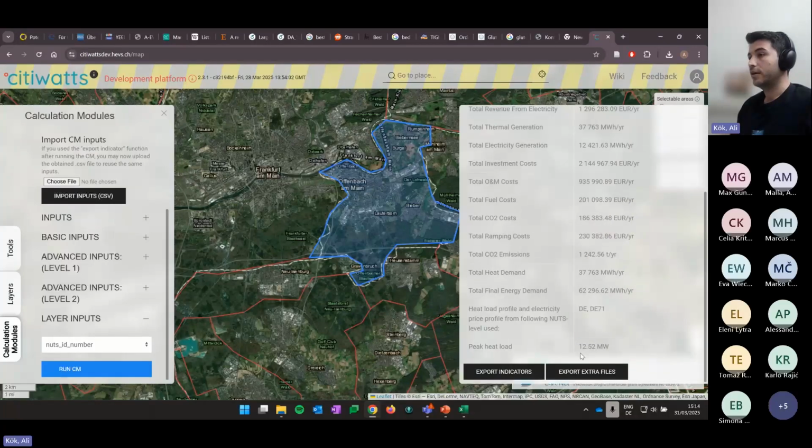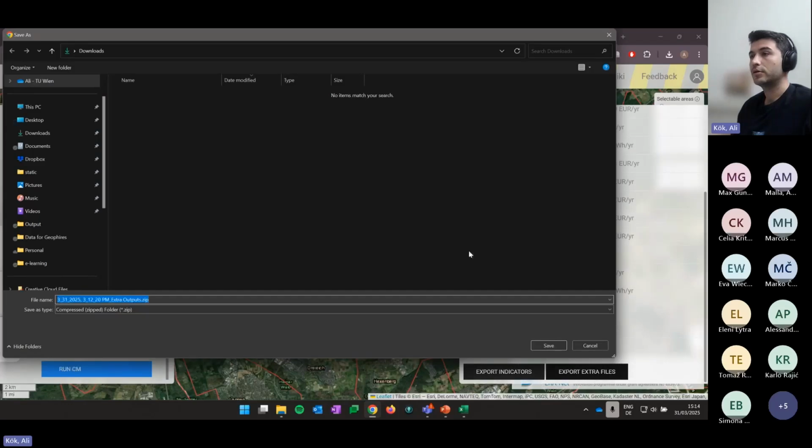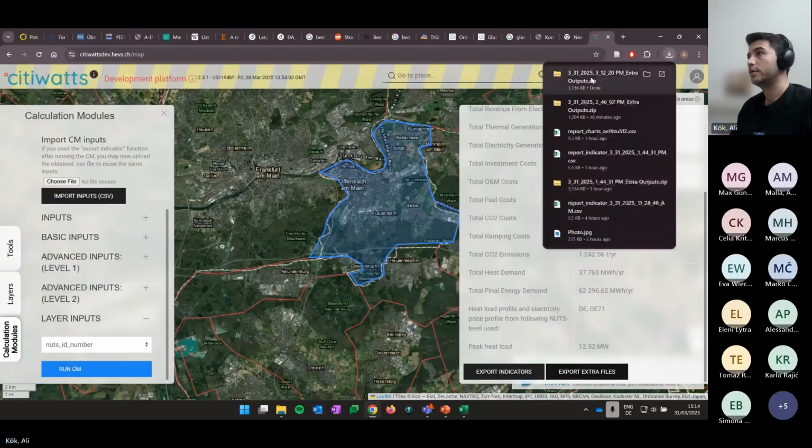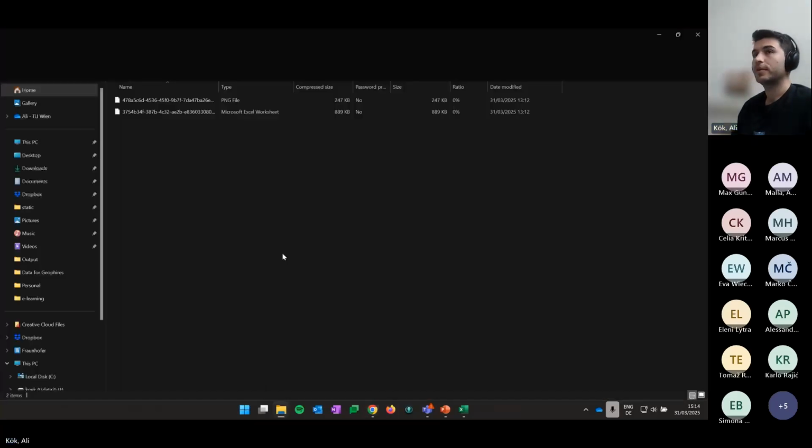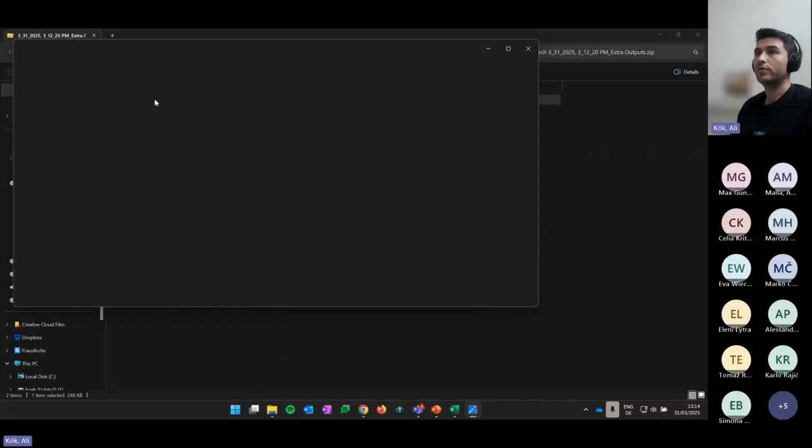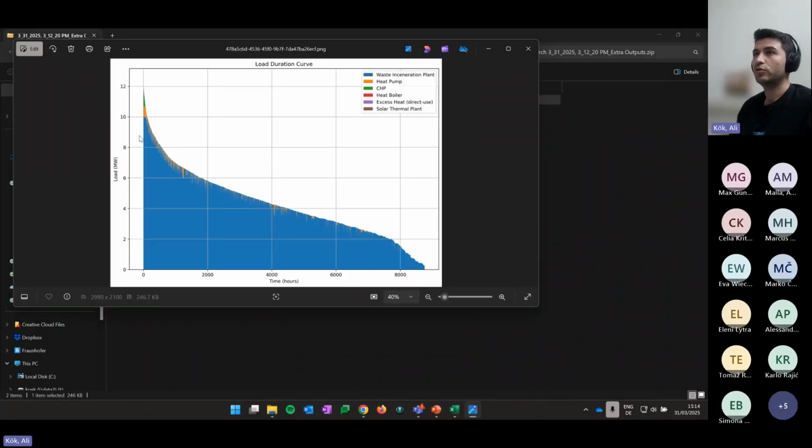And if I click on export extra files, so I save this file. So you get this zip file. And inside, as I mentioned before, you have one PNG file showing you the load duration curve. So in this specific case, since we already have a very big CHP plant, and from most of our results, I got just one result, which we have a very low district heating demand. So most of the demand is covered by the waste incineration, and then you have some heat pump, CHP, and then peak boiler.